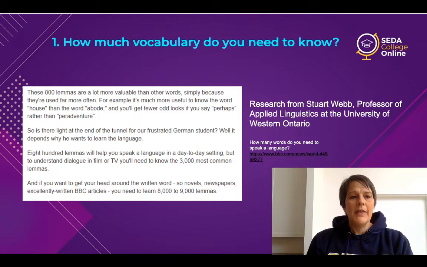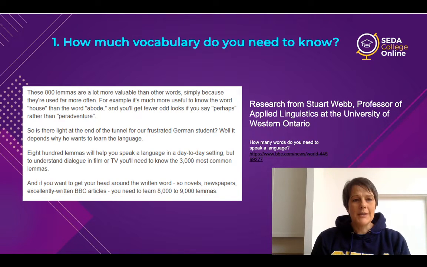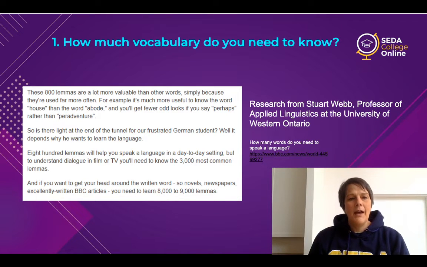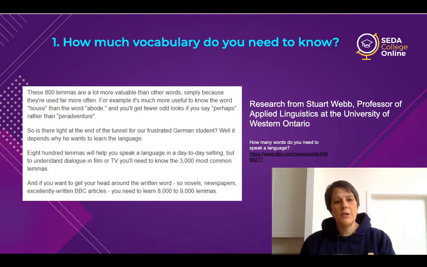So these 800 word families are important because they're used a lot. And words like house, perhaps, those are words where abode is not a common word. You don't really need to use that because people don't say abode very often when they usually mean house.